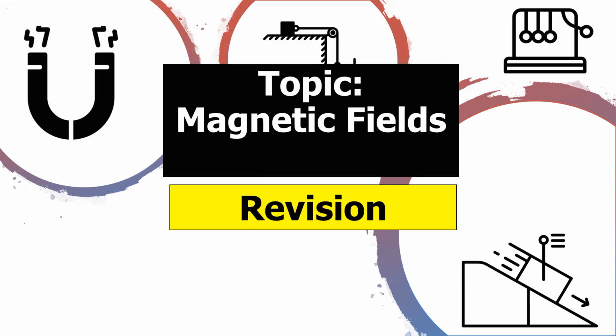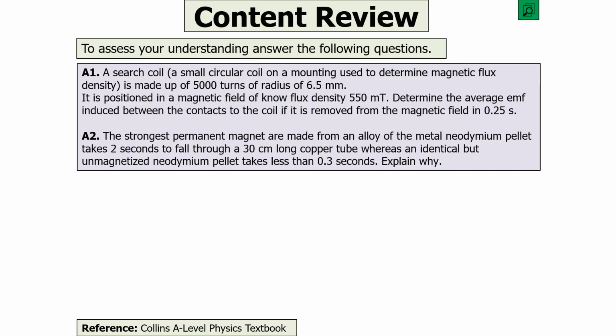The next questions are all about magnetic fields. So the first question says, a search coil is made up of 5,000 turns of radius 6.5 millimeters. It is positioned in a magnetic field of known flux density 550 milliteslas. Determine the average EMF induced between the contacts to the coil if it's removed from the magnetic field in 0.25 seconds.